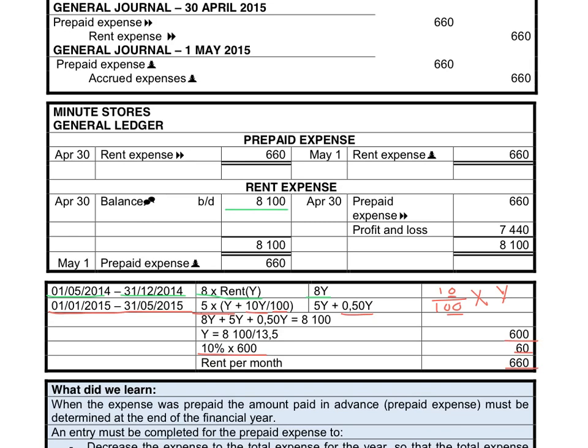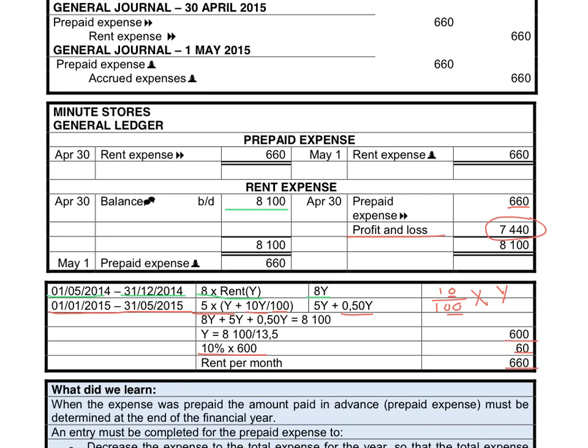We will credit the rent expense account with the 660 so that we can reduce the amount to the actual expense for the year, because to the profit and loss account we only want to show the expense for the current year, without any prepaid amounts.